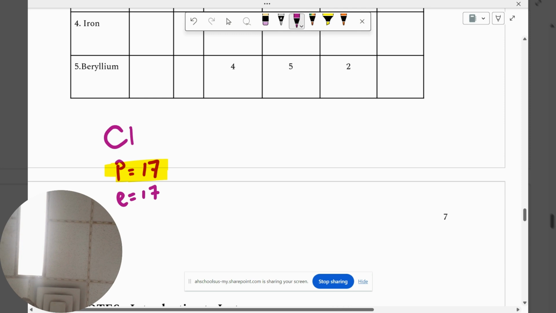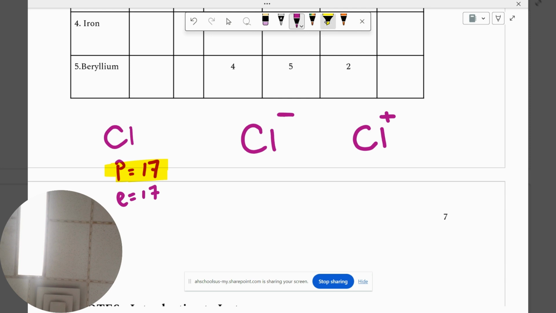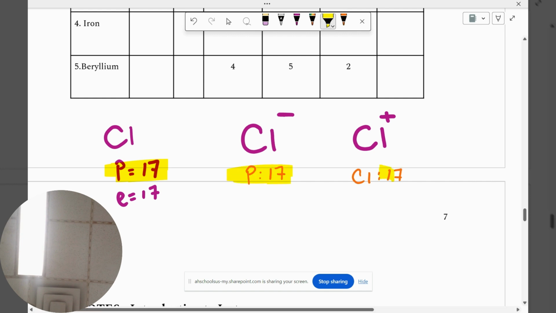Now, here's what you got to start thinking about. Chlorine minus or chlorine positive, okay? Here's one thing that I always want you to remember. To be chlorine, you always have to have 17 protons. All of these are going to have 17 protons. You cannot change that. You can change the charge, like negative, positive, negative 2. But you cannot change the number of protons.